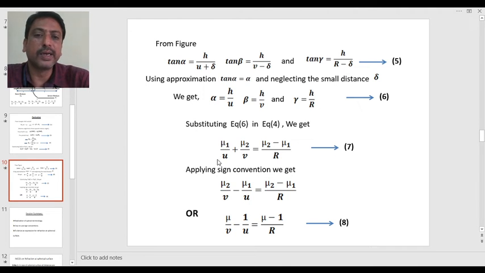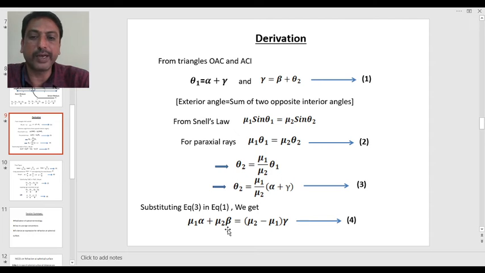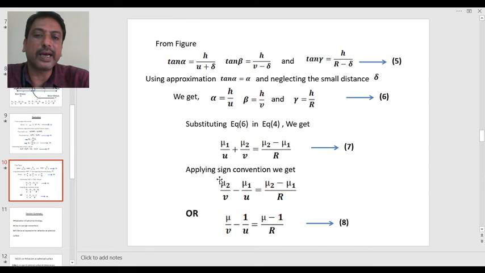So this is the relation I get when I substitute equation 6 in equation 4. Equation 4 is here. If I substitute the values of alpha, beta and gamma and do some simple simplifications, I am going to get equation 7. Now I have to apply the sign conventions here. mu1 and mu2 are the refractive indices, which are not going to have any sign associated with them. The distances are going to have sign. So u, v and r are going to have positive or negative sign depending upon the sign convention.